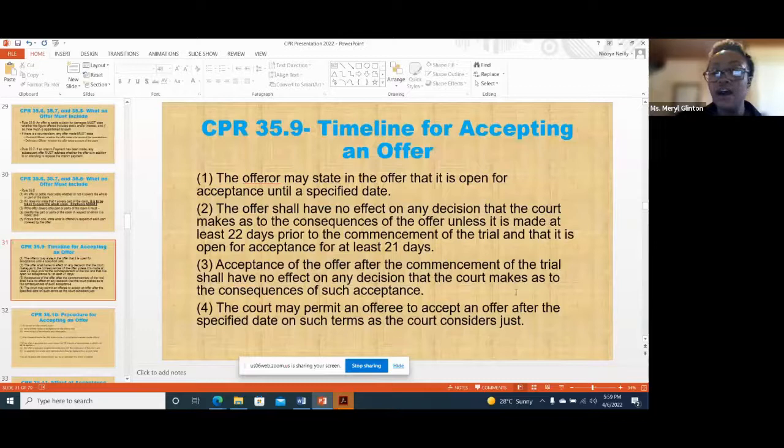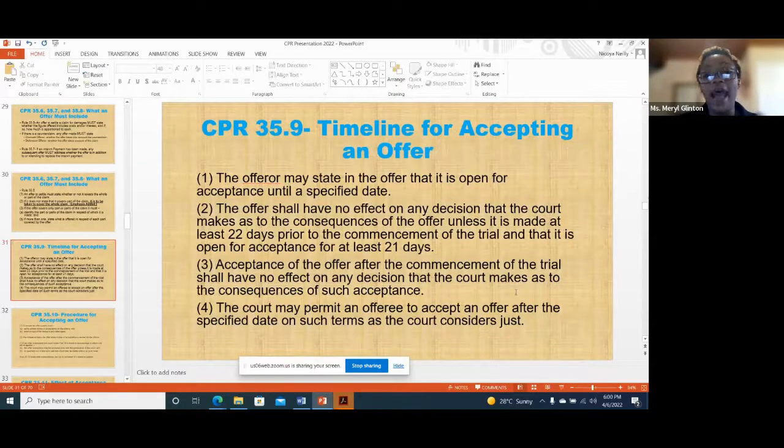Rule 35.9 deals with the timeline for accepting an offer. So a party may choose to put a deadline for the acceptance of an offer, or they may choose to leave that offer open. However, if you want your offer to fall within the provisions of this part, then your offer must be served on the party to whom the offer is made at least 22 days prior to the commencement of trial. And it must be open for acceptance in any event for at least 21 days.